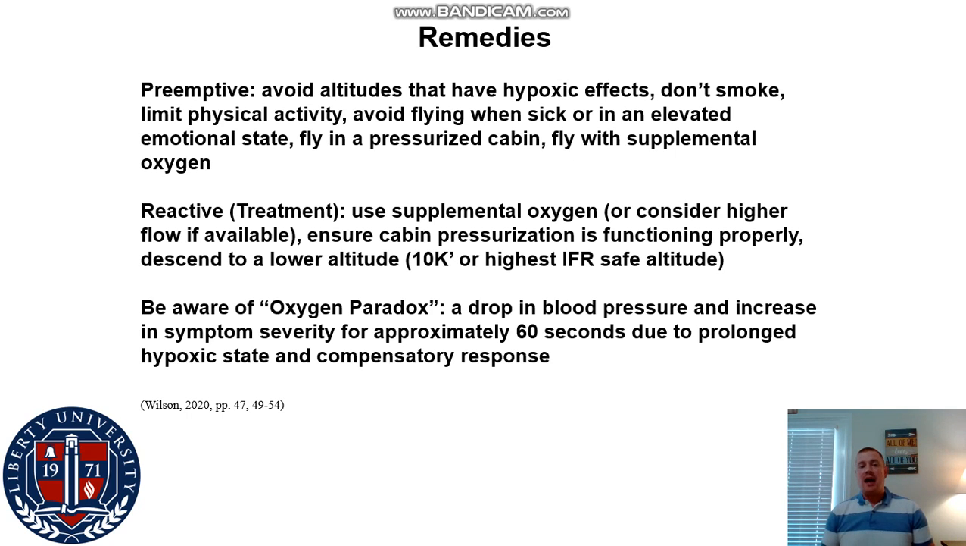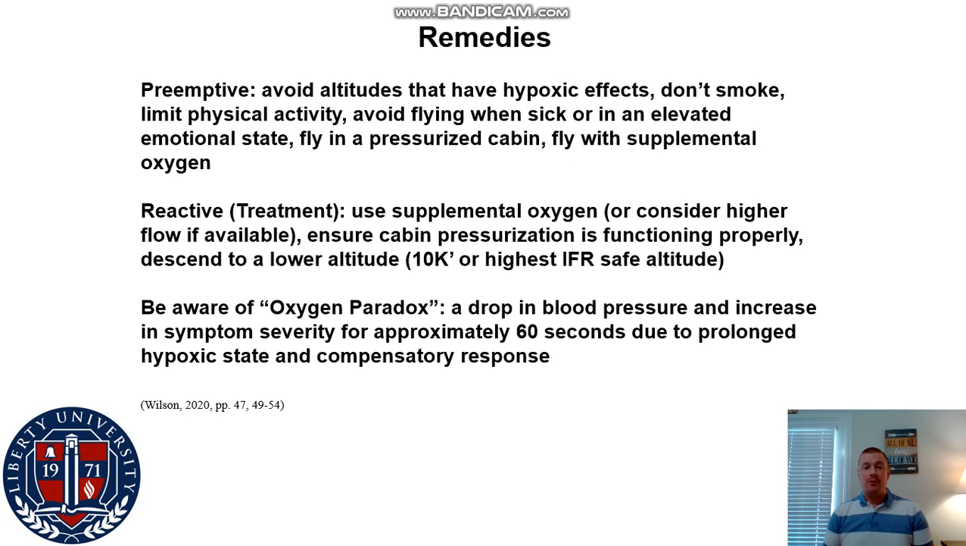So how do we react to hypoxia? You would treat these symptoms, hopefully before they're too severe. You would use supplemental oxygen if you weren't already using it. And if you're already using it, consider using a higher flow if that's available to you. If you have a pressurized cabin, ensure that it's functioning properly, and then descend to a lower altitude, 10,000 feet or the highest IFR safe altitude.